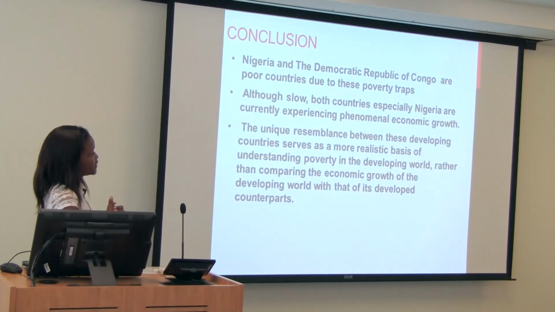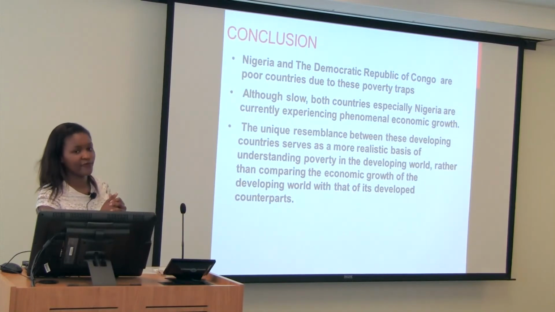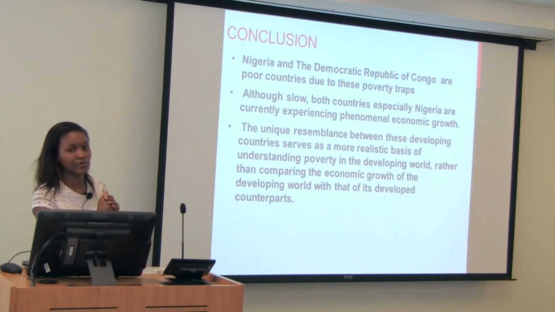So, in conclusion, Nigeria and the Democratic Republic of Congo are both still among the poorest countries in Africa, but with the increase we see in Nigeria's growth so far, it is evident that there is some growth going on in Africa. It might not be to the standard of the rest of the world, but there is growth going on.